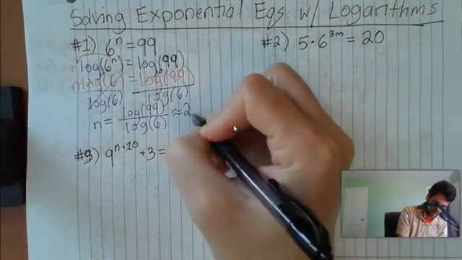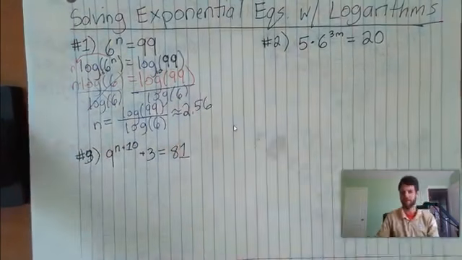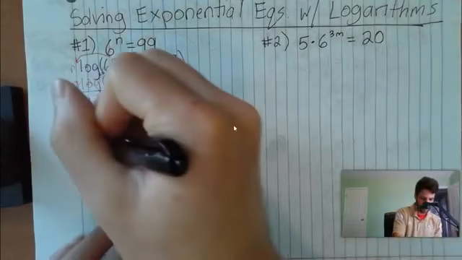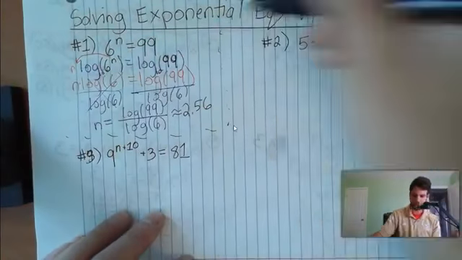About 2.56 for n. So we got our first problem all done. Let's divide it out there.